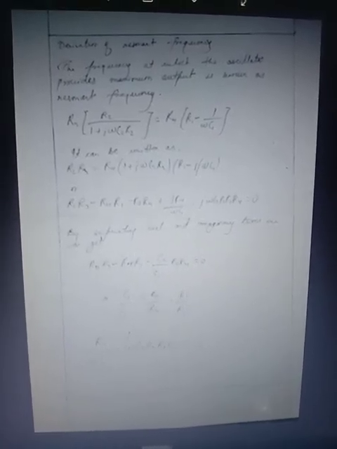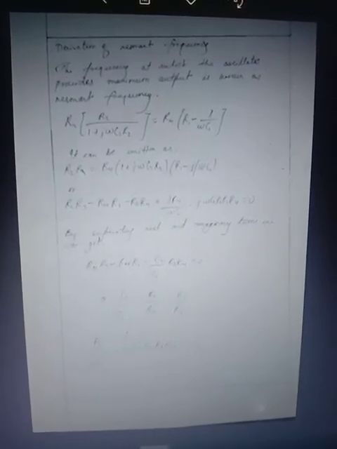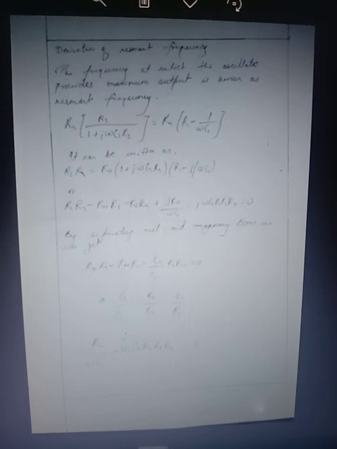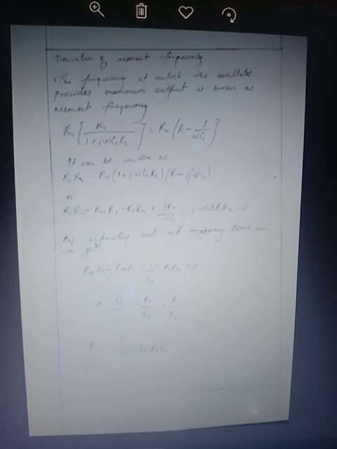By separating real and imaginary terms, we get R2 R3 minus R4 R1 minus C2 by C1 R2 R4 equals 0, or C2 by C1 equals R3 by R4 minus R1 by R2. Now R4 by omega C1 minus omega C2 R2 R1 R4 equals 0.